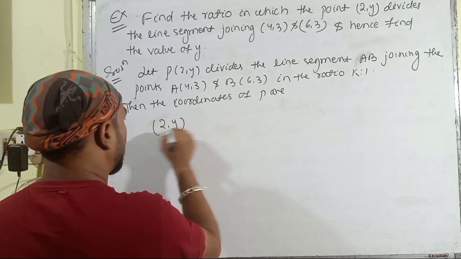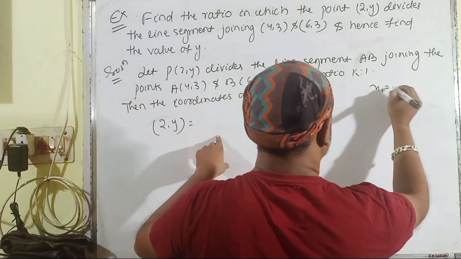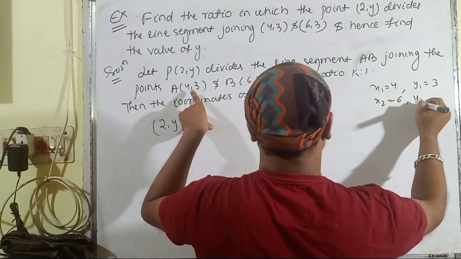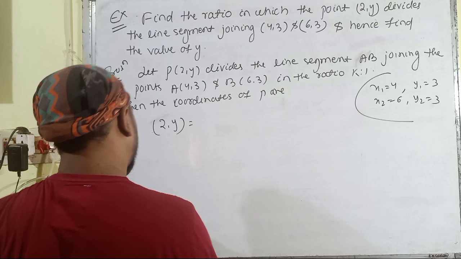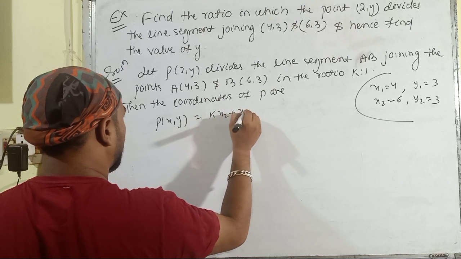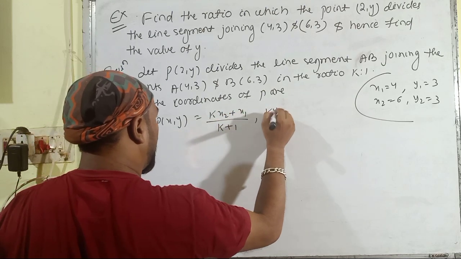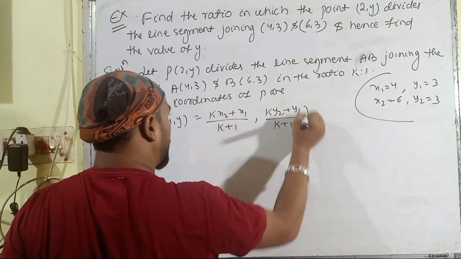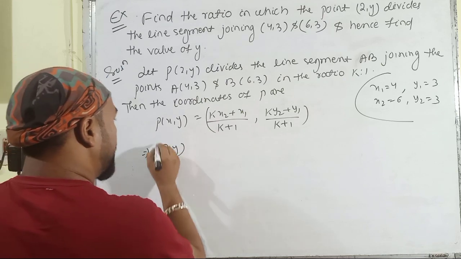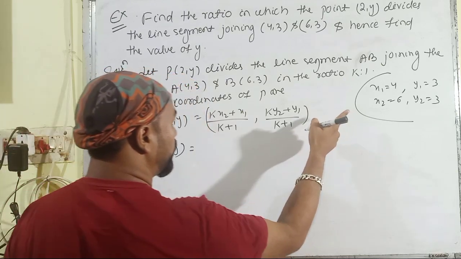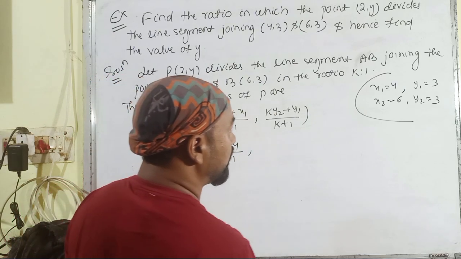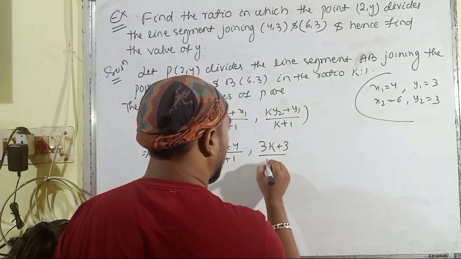(2, y) is equal to, first of all let us find out the values: x1 is 4, y1 is equal to 3, x2 is equal to 6, y2 is equal to 3. Okay, first of all let us go through the formula here. P(x, y) is equal to (k x2 plus x1) divided by (k plus 1), (k y2 plus y1) divided by (k plus 1). The point is here (2, y) is equal to ((6k plus 4) divided by (k plus 1), (3k plus 3) divided by (k plus 1)).